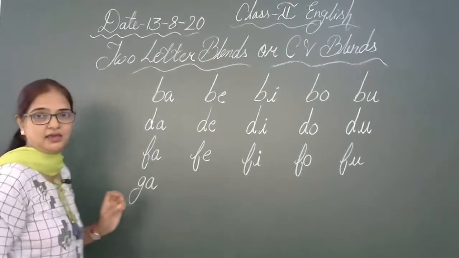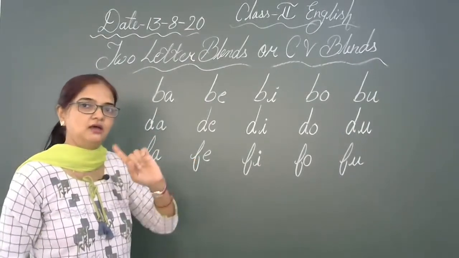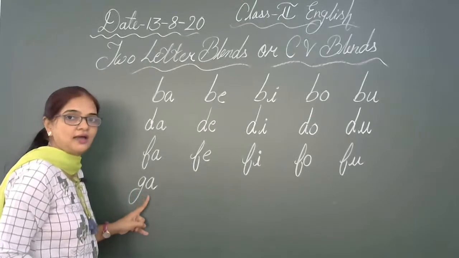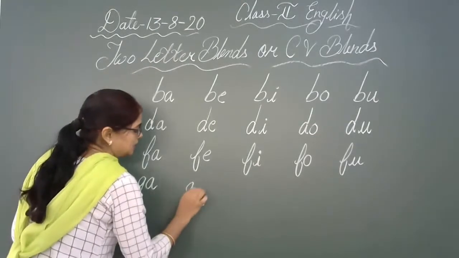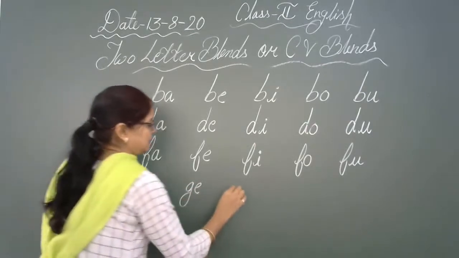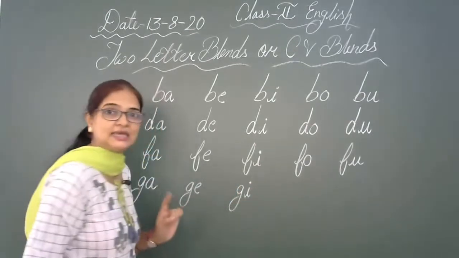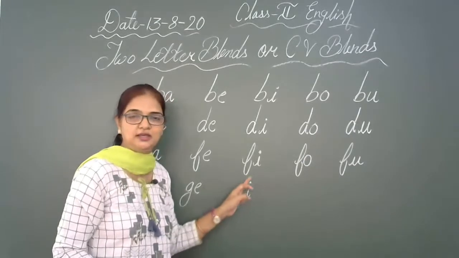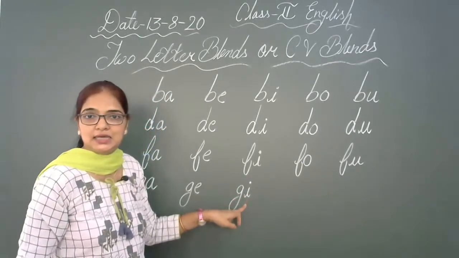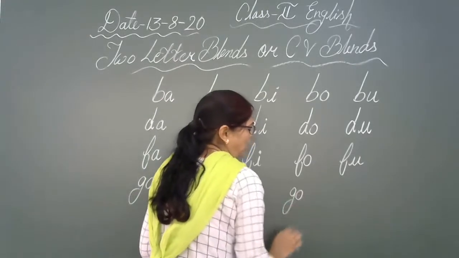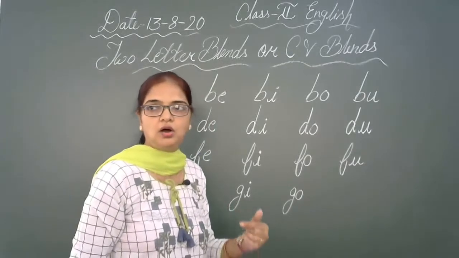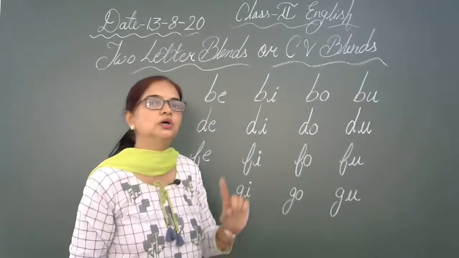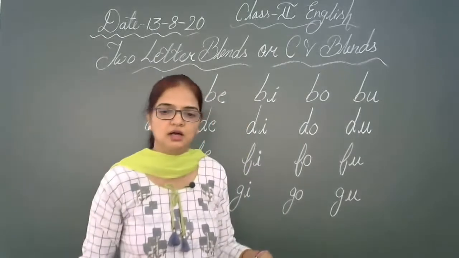G, A, G. Sound of G is G and sound of A is A. G, A, G. G, E, G. Here the sound of I is E, chota E, E for Imli. G, E, G. G, O, G. G, U, G, means sound of U is A, A for anar.